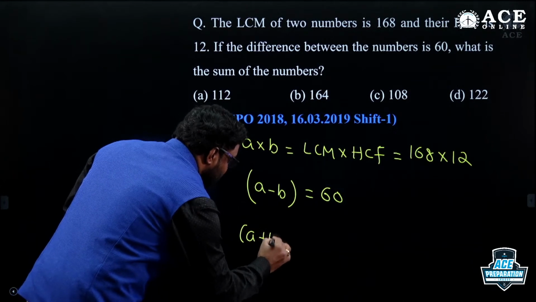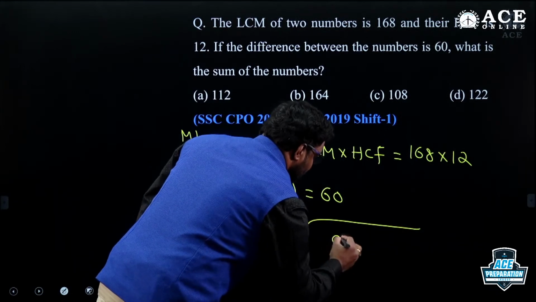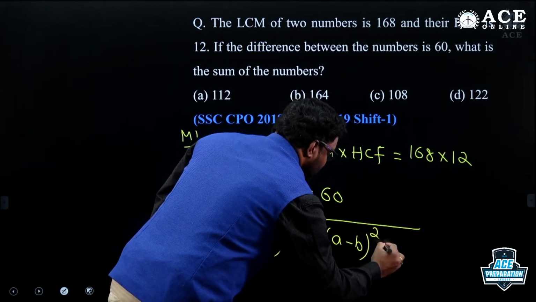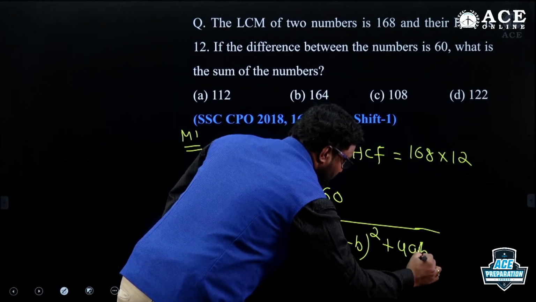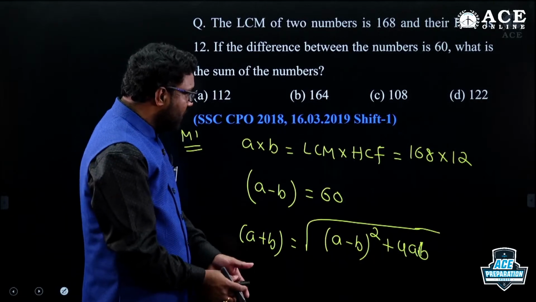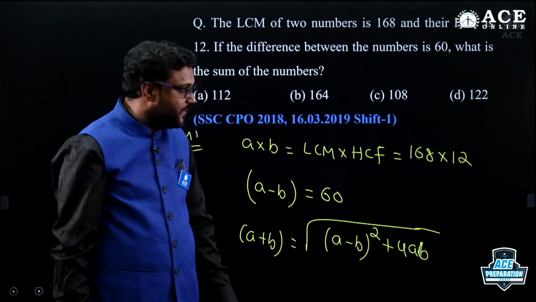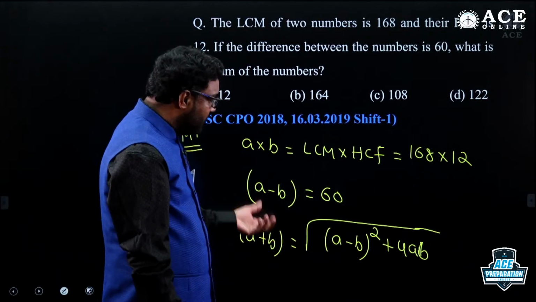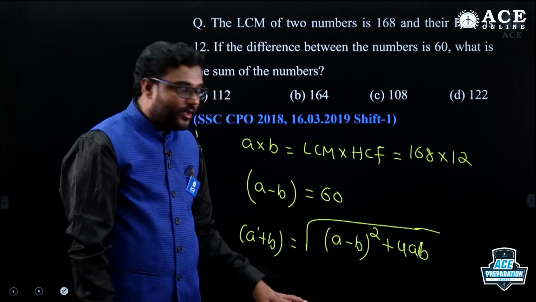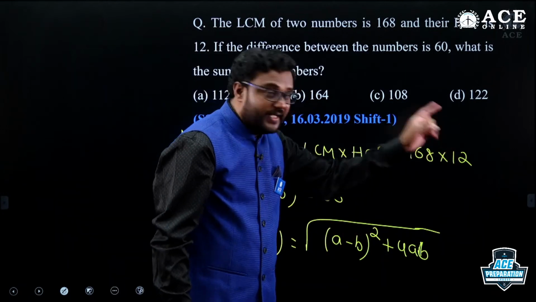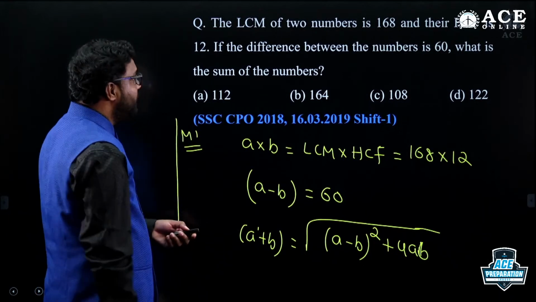So how to calculate A plus B when you know these two parameters is, you can do the square root of (A minus B) whole square plus 4AB. This is one method. The other method, which is a bit easy to solve, we'll go ahead with that. Here A into B is given, A minus B is given, and you have to calculate A plus B. I know the A plus B whole square formula in terms of A minus B and AB. We can substitute that, but it will take more time, right? 60 square, 4 into 168 into 12 will take more time, my dear friends. This is one method. What is the other method?